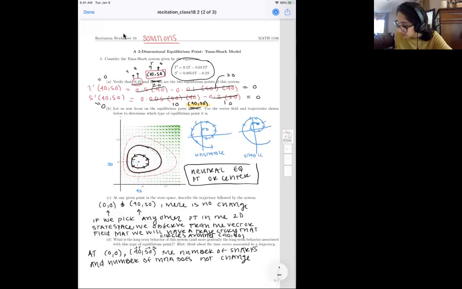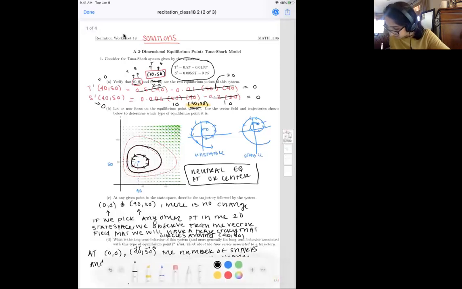However, if we start at any other point, as we discussed about the trajectories in part C, we'll have a trajectory that's circling around the equilibrium point 40, 50. And so if we were to think about this with respect to a time series, what does that mean? Well, let's go ahead and draw a time series. I know it's been a while, but it's something that will never really go away. So it's a good exercise to go through.